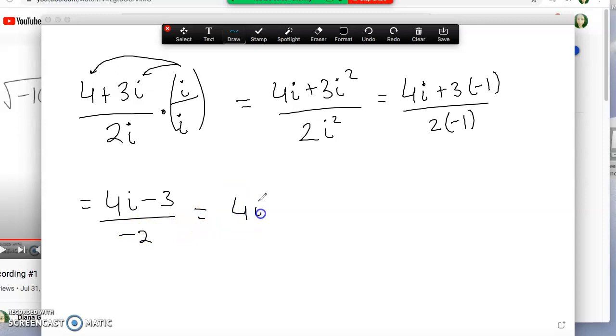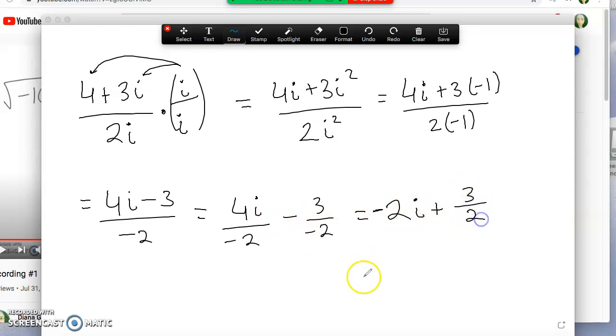Now I can go ahead and simplify by splitting them up over my denominator, since it only has one term. 4i divided by negative 2 is negative 2i. Negative divided by negative is a positive, and then we can't simplify 3 over 2 any more. But I need to put it in a plus bi form, so I have to put 3 over 2 first. Remember, whenever you rearrange the order of any terms, you take the sign of the term with it. So that's positive 3 over 2, negative 2i.